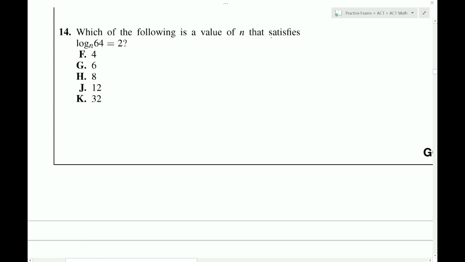Which of the following is the value of n that satisfies this? So we have here log base n of 64 equals 2. So one quick way to do these is to use what I call the left, right, center method. And this is a method that will convert it back into an exponential. So you start with the leftmost item, which is the n here. That becomes your base. Then the rightmost item is 2. That becomes your exponent. And then that's going to equal the argument, which is the center piece, 64.